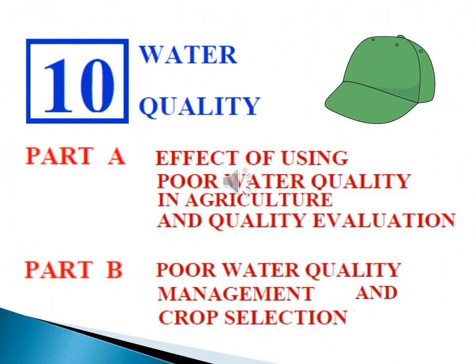Water quality subject. Indeed, it is a very important subject. For simplification, we'll divide the presentation into many parts, such as Part A: Effect of using poor water quality in the agricultural field and the quality evaluation. Part B: Poor water quality management and crop selection.